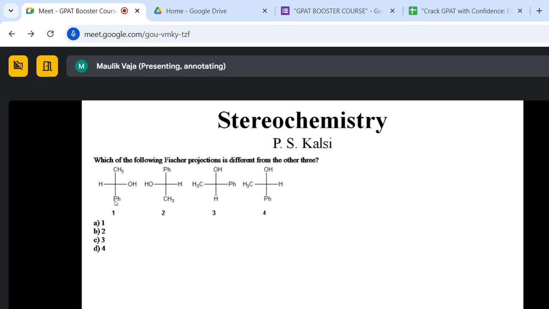So how to check? Suppose we take the group CHO, CH2OH in this one. In this one, CHO, CH2OH. In this one, HO, no H. So this is different from the other three. So the correct answer is 4. Yeah, this is tricky. There is no use of any special formula or chemistry knowledge. It is simple.